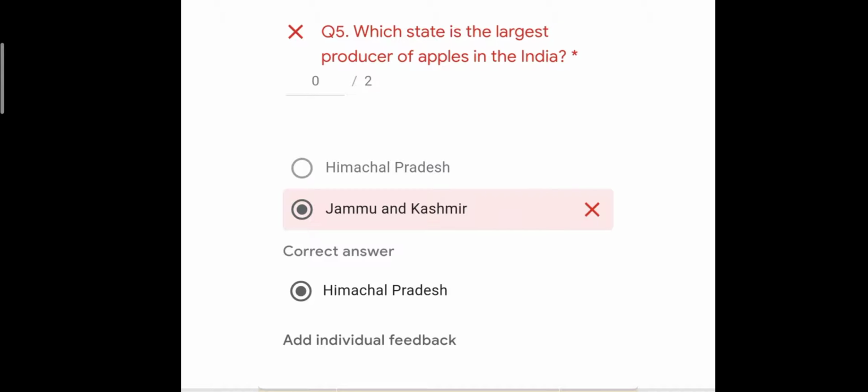So the answer is Himachal Pradesh. Jammu and Kashmir has many orchards in the valley, but Himachal Pradesh is the largest producer of apples in India. So the correct answer was Himachal Pradesh.